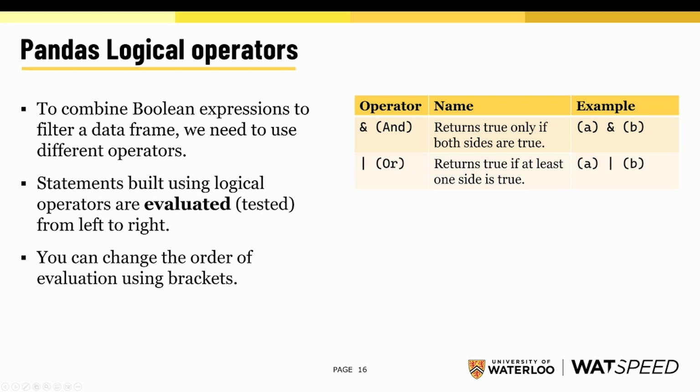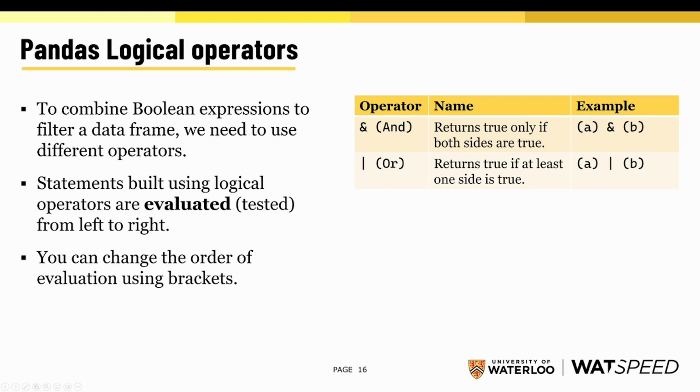To combine our Boolean expressions to filter a data frame, we use slightly different operators. Statements built using these logical operators are tested from left to right. And we can change the order that we evaluate these expressions using brackets. Our two major operators are the AND and OR operators. First is AND. AND will return true if both sides are true. Say you have columns A and B. If the expression A and the expression B both return true, the entire expression A and B returns true. As soon as either A or B is false, the whole expression returns false.